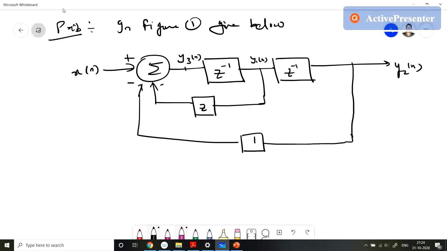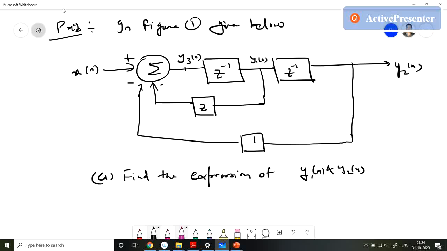So let us solve this problem. What do we need to find out? First, find the expression of y1(n) and y2(n) in terms of x(n).